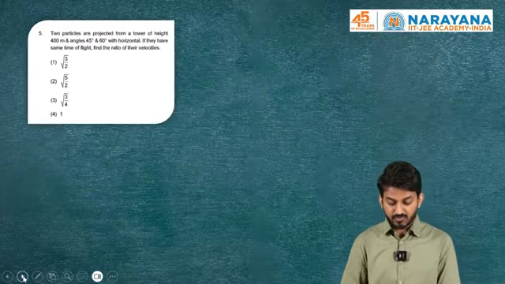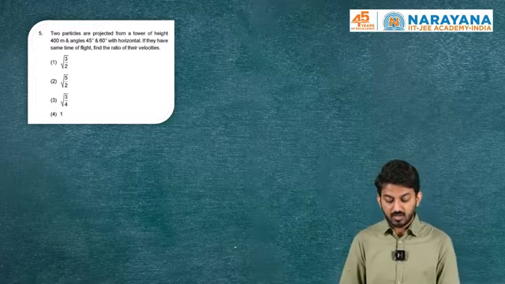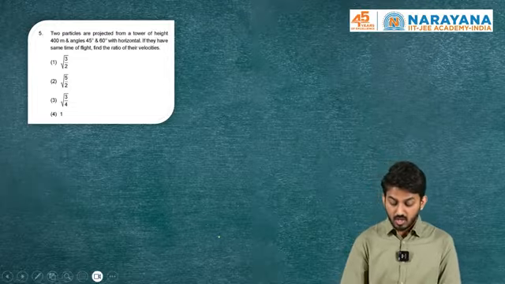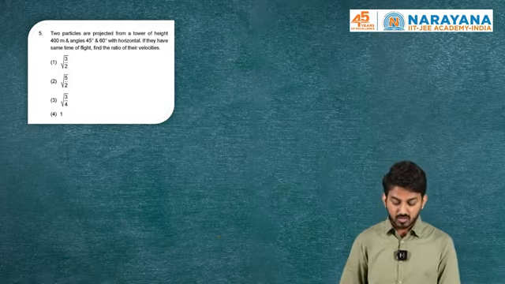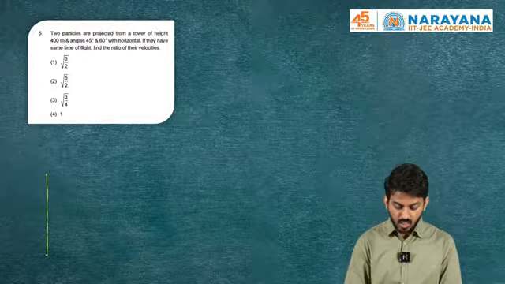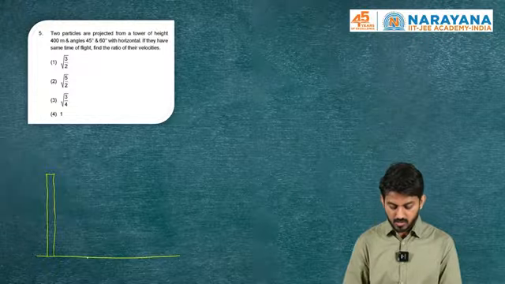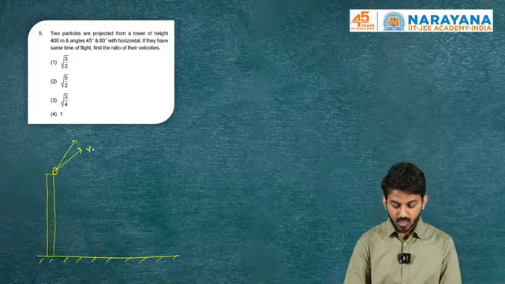Moving forward, fifth question here. So we have two particles being projected from a tower of height 400 meter. Angles of projections are given as 45 and 60 with the horizontal. So, and they're saying that the time of flight is same, find the ratio of their velocities. If I draw the tower here, so a particle is being projected at 45, another is being projected at 60. I'll name the velocities as v1 and v2.